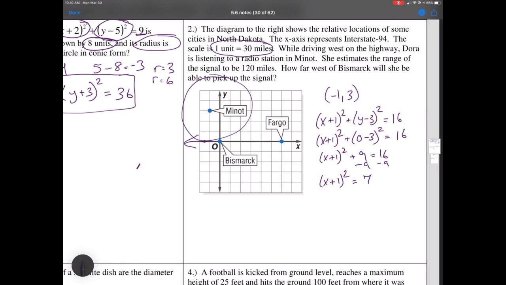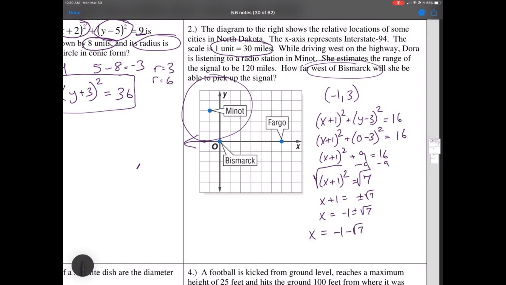We'll leave that in radical form for now. If we take the square root, x + 1 equals plus or minus radical 7. x equals −1 plus or minus radical 7. So looking at this answer choice, you have two answers, the positive one and the negative one. Since we're talking about how far west of Bismarck, we're going to take the negative answer.